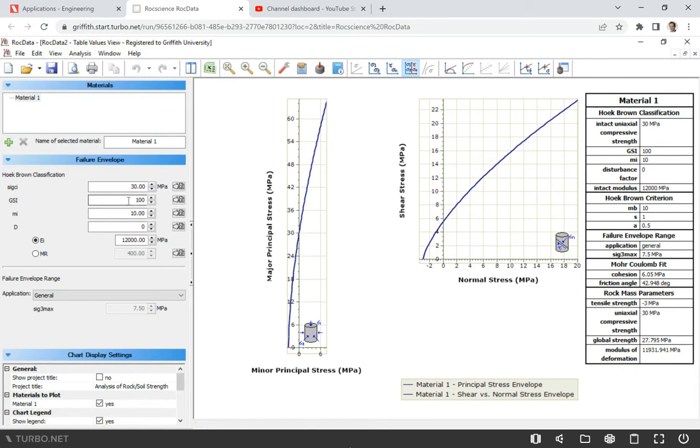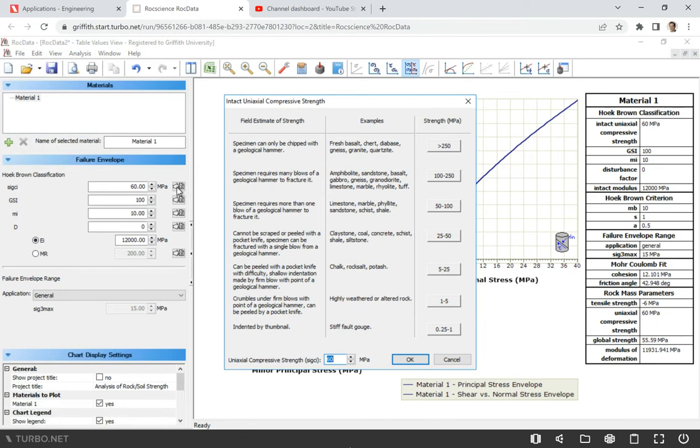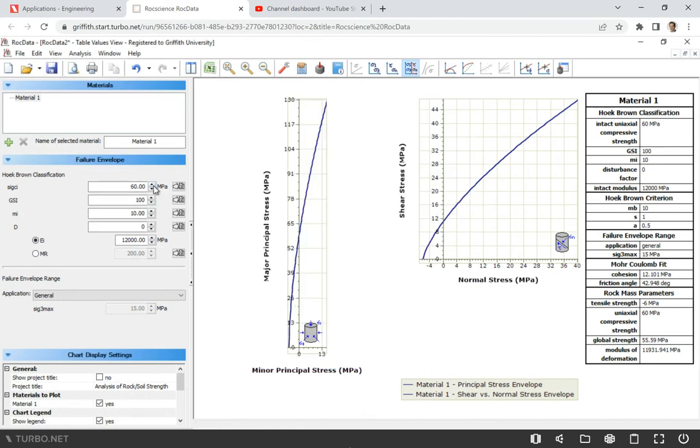So this is sigma CI. It's given to us and it's 60 MPa, so we can put 60 here. Sometimes, if you do a very rough estimation and you only know the type of rock, you can still get some estimates of the strength. You click this button and then you just find, for example, sandstone. Schist, shale, sandstone. It will give you estimates from 50 to 100, with an average of 75. But in our case, we know that UCS is 60, so we keep it 60 here.